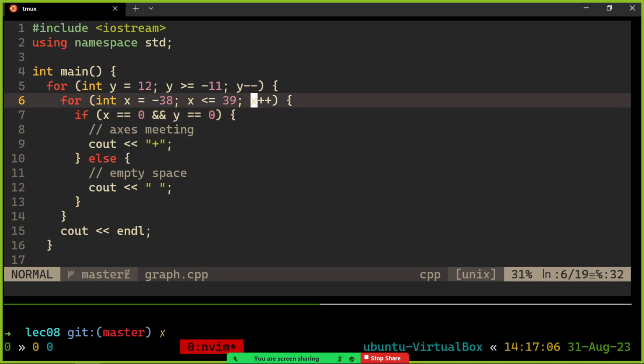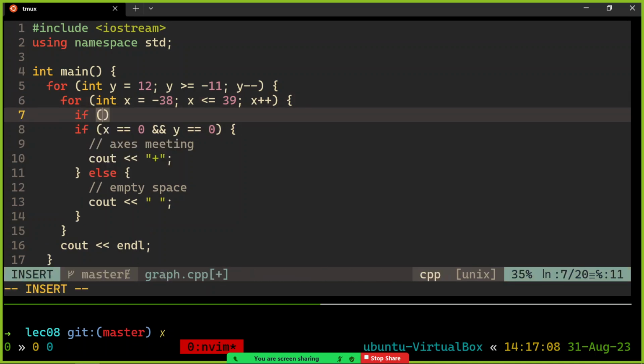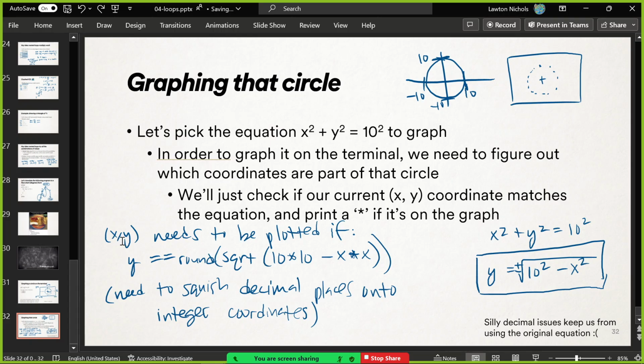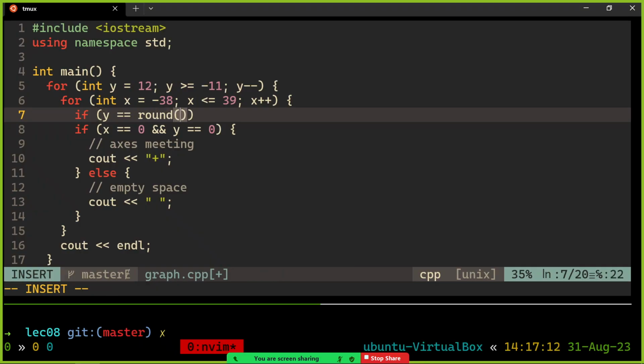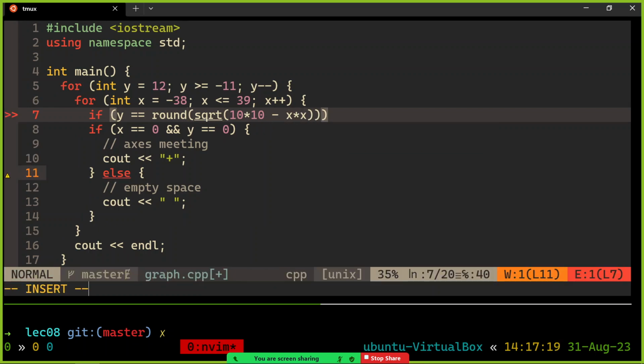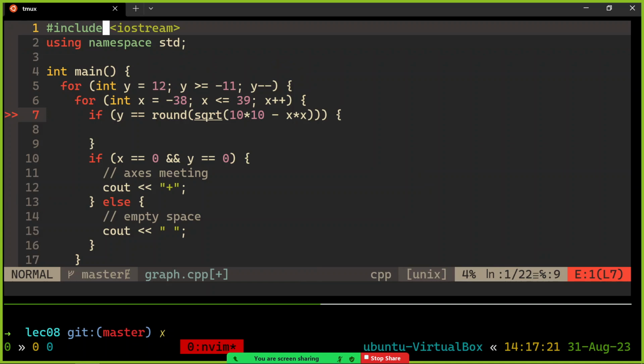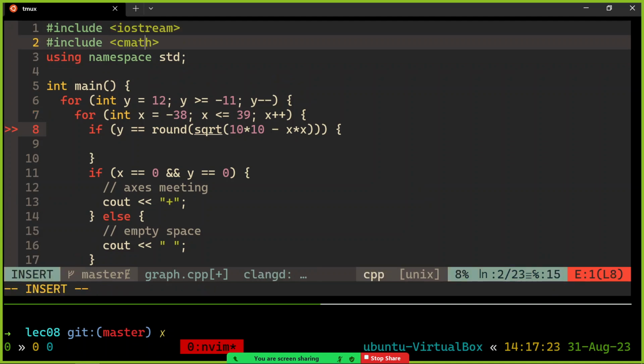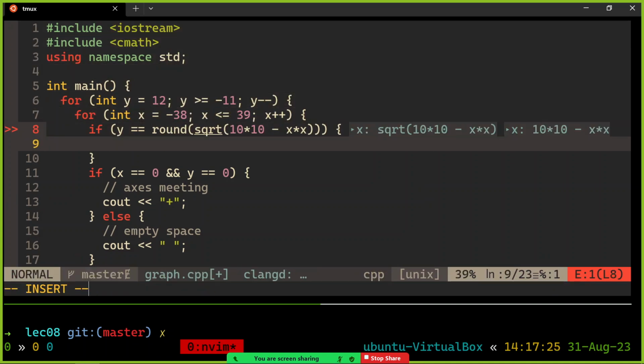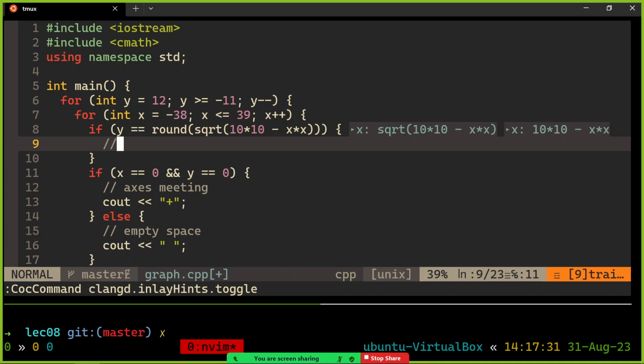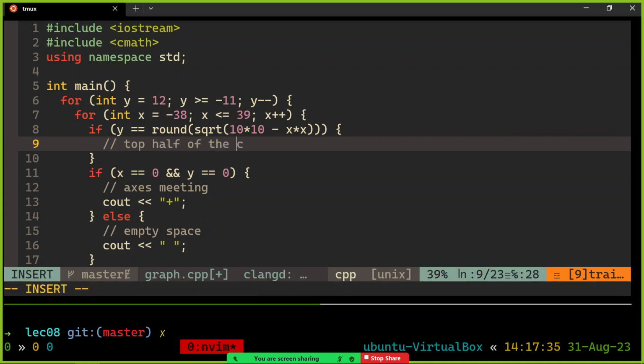So here we go. If y is equal to rounding the square root of 10 squared minus x squared. So legitimately what I just had. And I need CMath for those two functions. If this is true, it's on the circle. The top half of the circle. There we go. Top half of the circle.